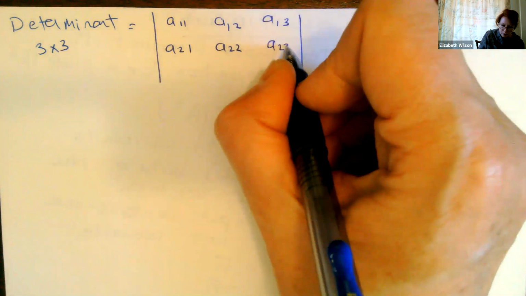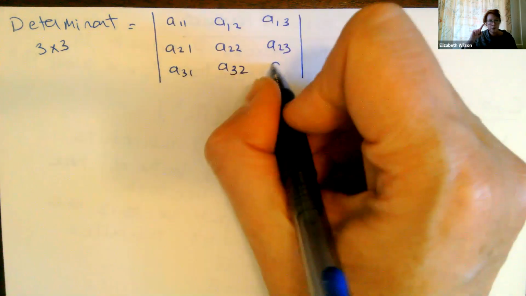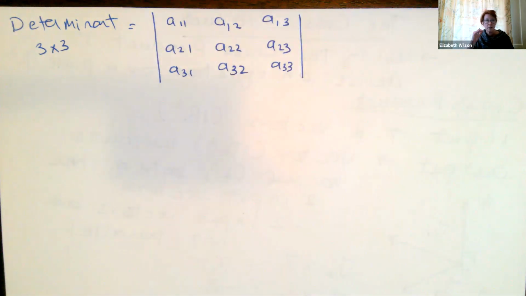So I'll put the numbers A11, my first row, first column, first row, second column, first row, third column, second row, first column, second row, second column, second row, third column, third row, first column, third row, second column, third row, third column. It helps to say it in your mind. Okay, saying it in your mind helps you keep track of where things are.